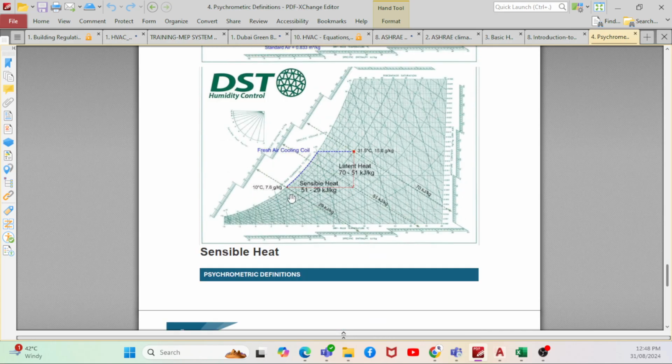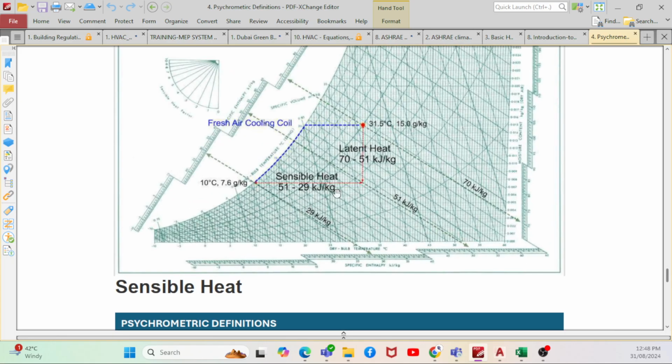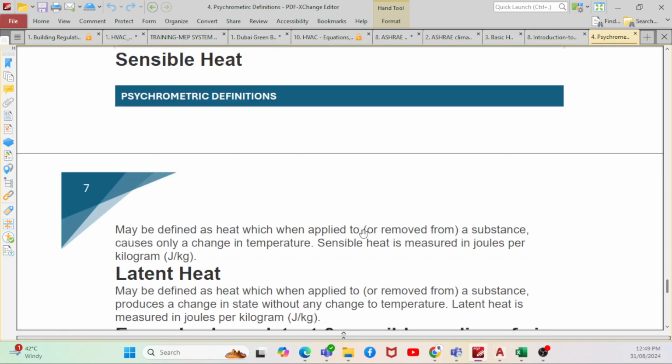Then, to measure sensible heat and latent heat. When you talk about sensible heat, it is a change in temperature. When you talk about latent heat, it is a change in state. For example, if you cool the air from one degree Celsius to another degree Celsius, the temperature will vary. That is called sensible heat. And latent heat is a change in state, like water to gas or gas to water. We will study more on this.